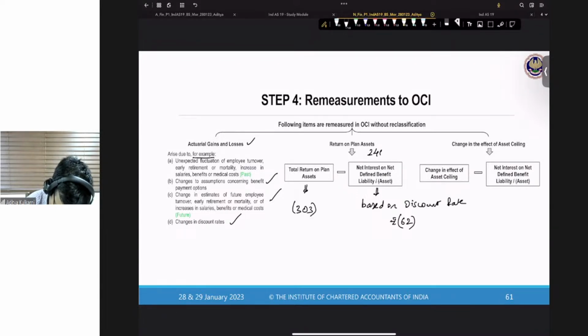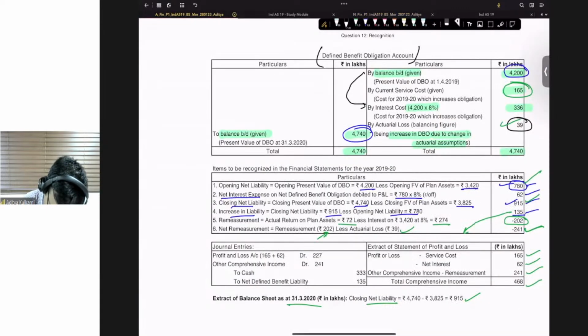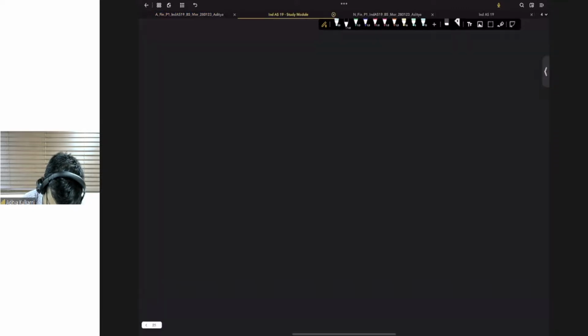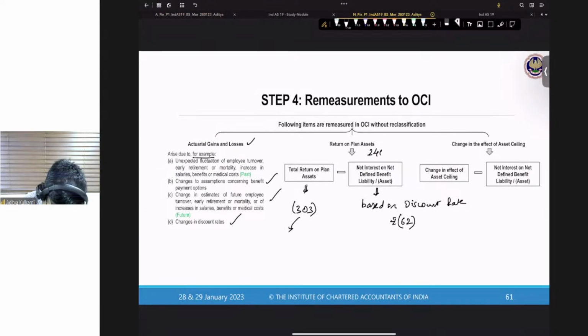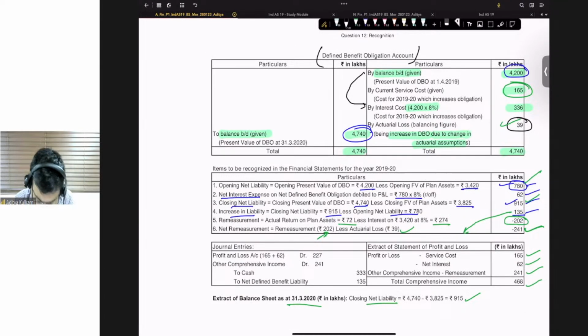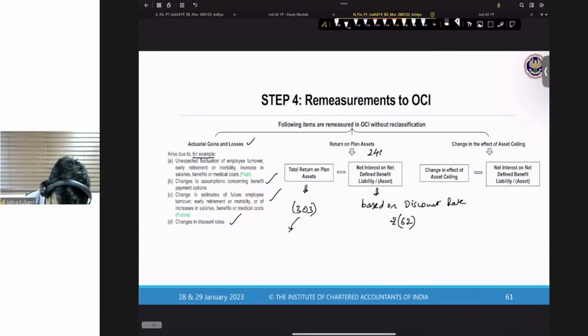Which is basically 274. No, not this. Interest cost 336 I have considered. Measurement 39. Actuarial. 1 second. Return on plan assets. Total return 74. 1 second. In notes 72 bifurcation is given. Yeah, that 72 bifurcation. Yes, remeasurement is there, 202, 72 and 274. Fine, I think that is the only one which is there.